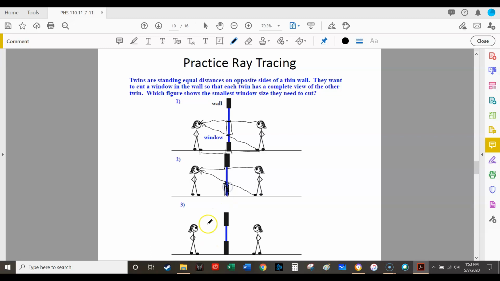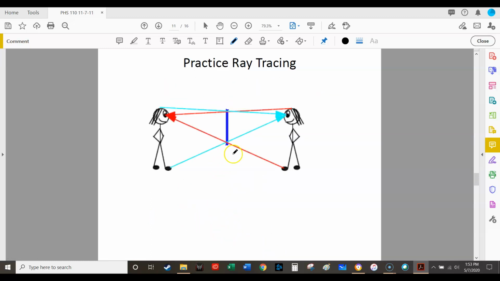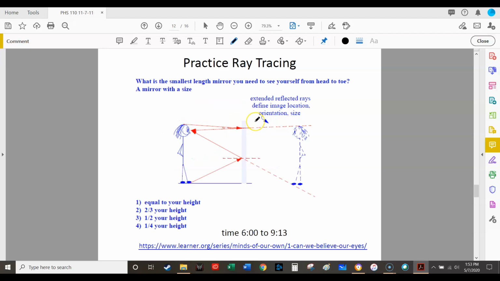And I know you're saying to yourself, well, you're talking about a window, not a mirror. Well, it's the same kind of thing, okay? So number 3 is the minimum size window. Your twin is emitting light and going into your eyes, and they're seeing the same thing. They're seeing the reverse of those light rays. Well, this is what's happening with a mirror as well.